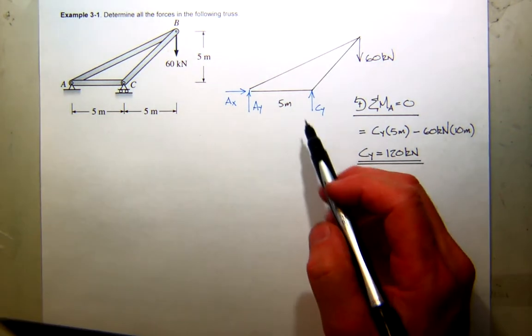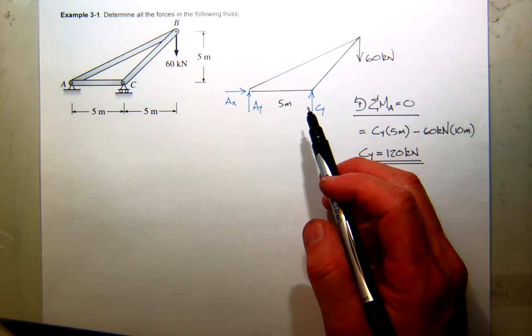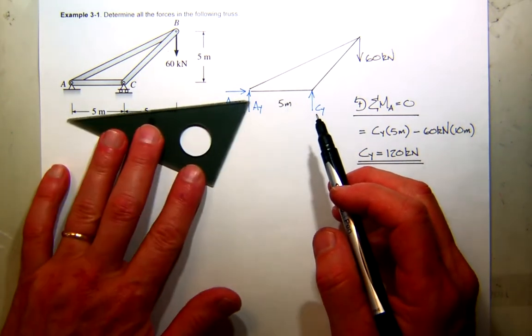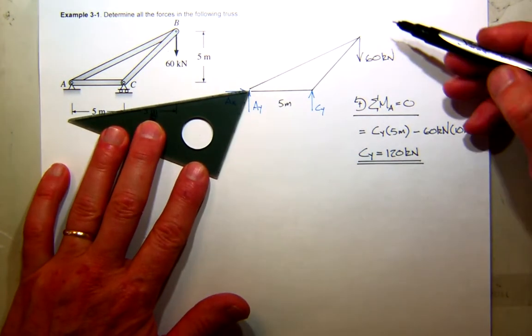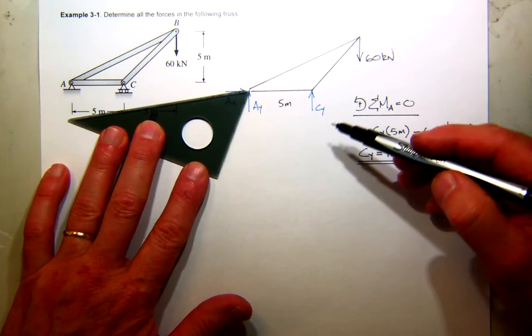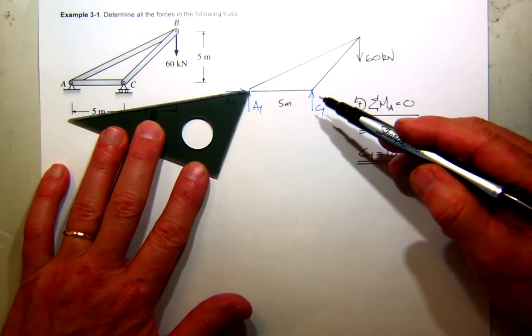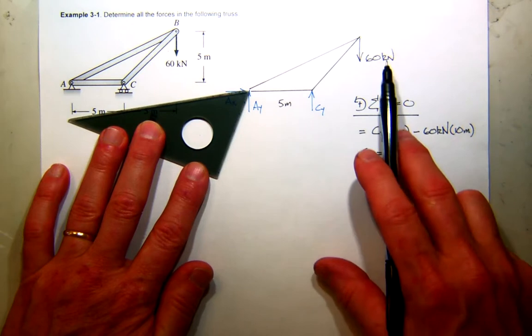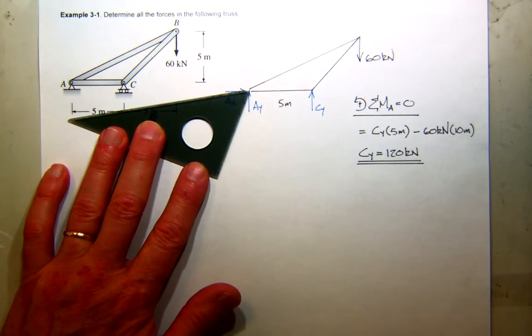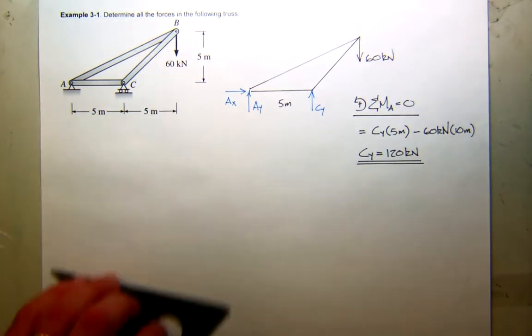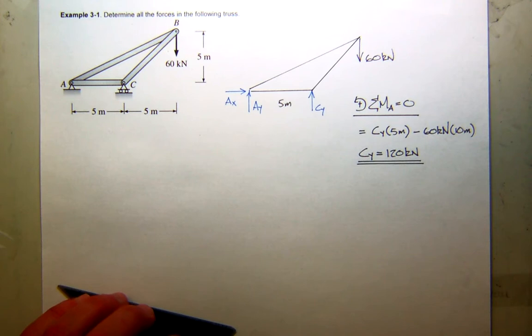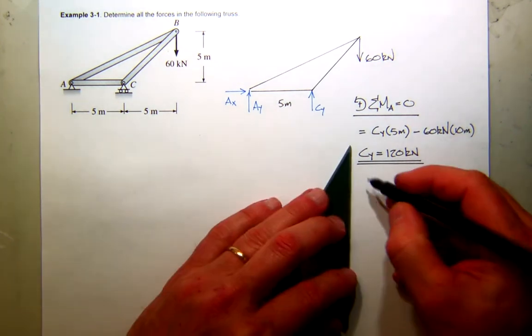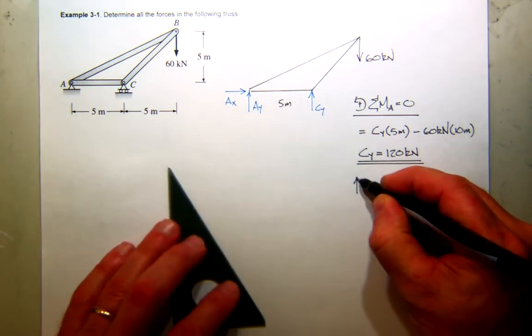Now, does it make sense that CY would be up? So think about my system right here pivoting at A. If I'm pushing it down here, I better push up here. And since I have a shorter moment arm, I would expect the reaction to be larger than the force. And that all seems reasonable. Now what can I do? Well, I can either sum forces in the X or sum forces in the Y. I'll sum forces in the Y first.